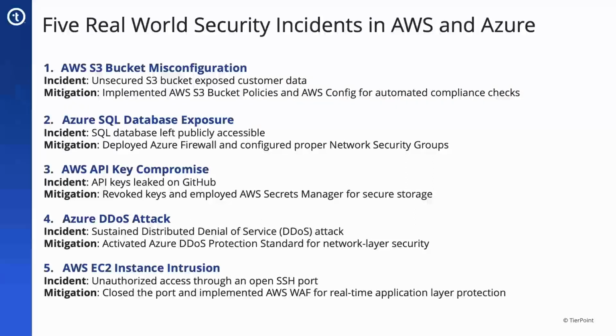And finally, for brute force intrusion, oftentimes actors can get unauthorized access through an open SSH port on a virtual machine. It's important to close those ports and implement something like AWS WAF for real-time application layer protection.